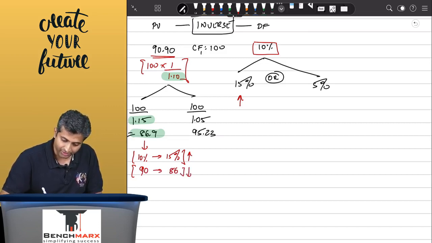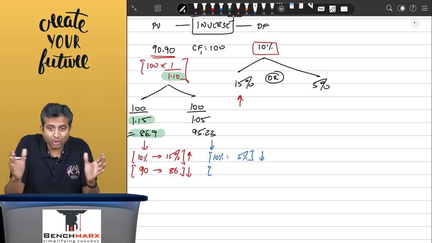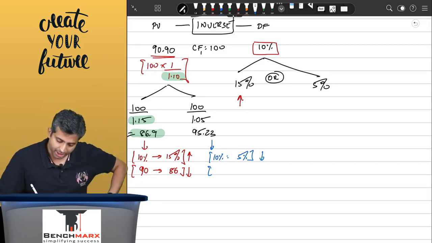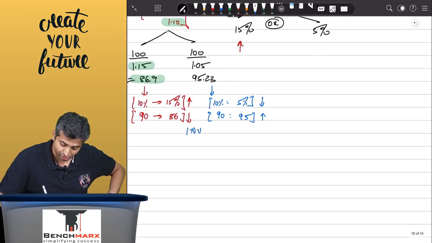On the other hand, when the rate goes from 10% to, let us say, 5%, there is a fall in the discount rate. That means there is a fall in the denominator. With the numerator remaining constant, if the denominator reduces, from 90 you are going to go to 95, which means there is an increase. Basically, as you can see, there is an inverse relationship.